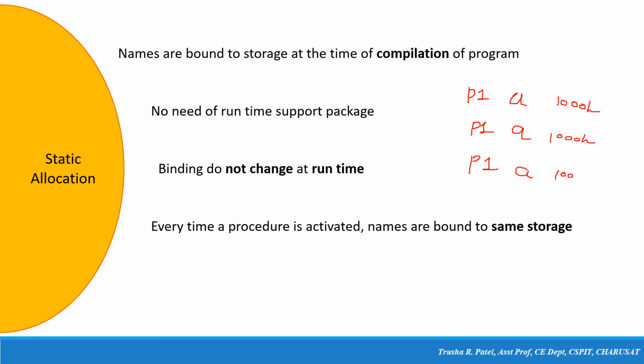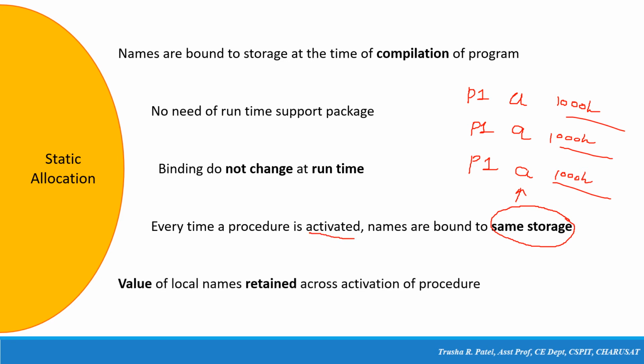So every time, the memory allocation done for this particular variable is fixed. It is not going to be different. It is written that the same storage will be allocated for each activation. The value of the local name is retained across the activations, right? So for all these 3 calls, the value of A will be retained.